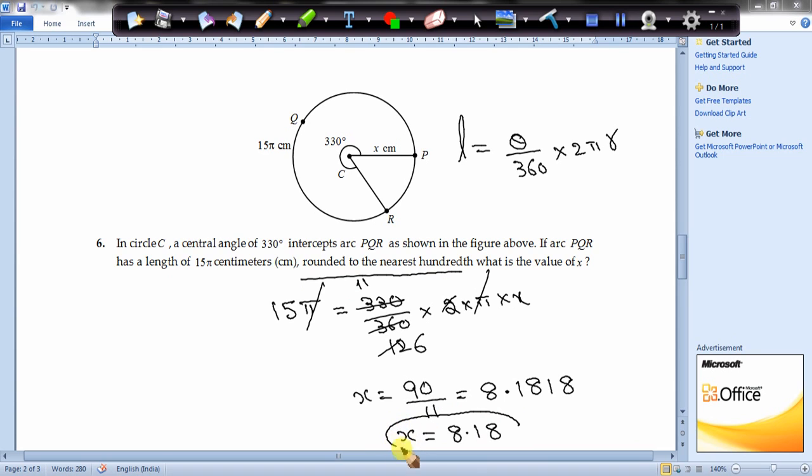Unless you mark 8.18 in the exam, you cannot get a single mark. Either 8, 8.1, none of them are valid, or 8.19, nothing is valid, only 8.18. So if you get a similar question in the exam, you should be good at the concepts, and you should practice similar questions. Do as many practice questions as possible, and don't see my solution, just solve on your own. If you can't get it, then you look at the solution.